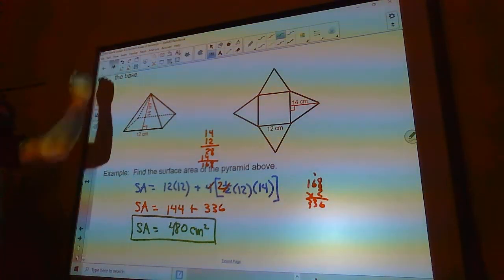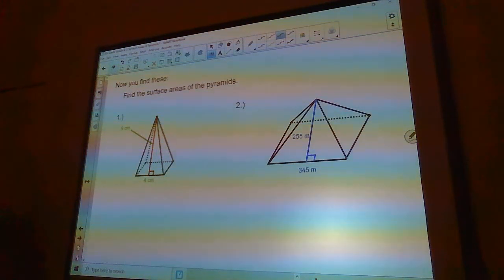So pretty simple to do. I'm going to let you do these. Take a second and find the surface area of those, and then jump back on here and make sure you got them right.